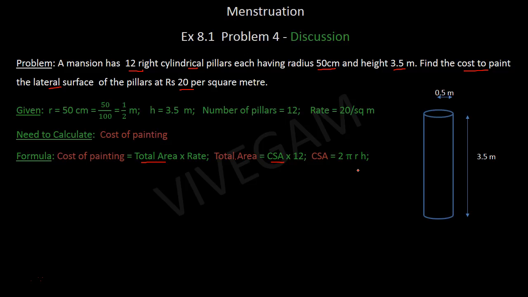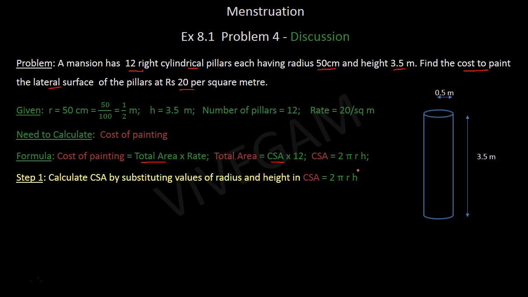So let me summarize how to do this problem. Step 1. Calculate curved surface area by substituting values of radius and height in the formula. CSA is equal to 2 pi RH. Radius is half a meter. Height is 3.5 meters. So substitute, you'll be able to get CSA. Next, calculate the area of painting, which is total area equal to curved surface area into 12. Curved surface area we calculated in step 1. That is to be multiplied by 12 because there are 12 pillars.